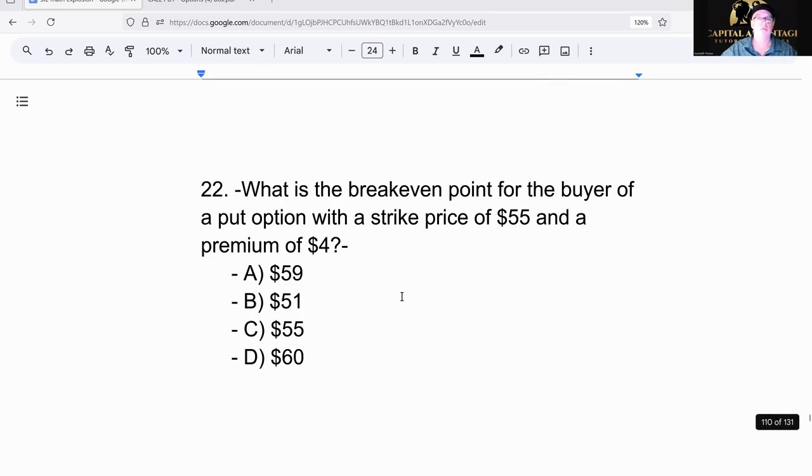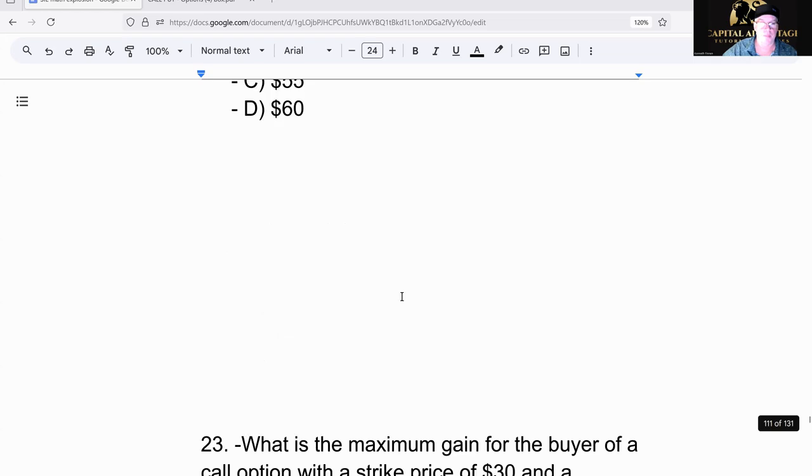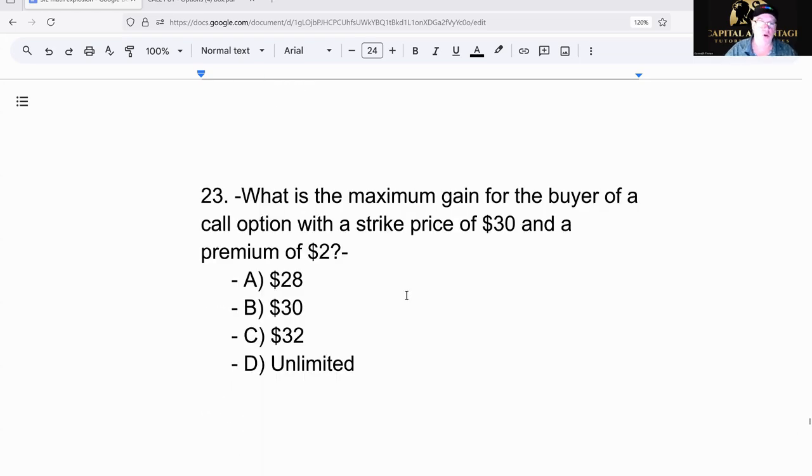What is a break even for the buyer of a put option with a strike of 55 and a premium of 4? 55 minus 4 is 51. What is the max gain for buyer of a call with a strike price of 30 and a premium of 2? It doesn't matter. Buy a call is unlimited. Sell a call, gain, premium loss. Sell a call is unlimited loss.